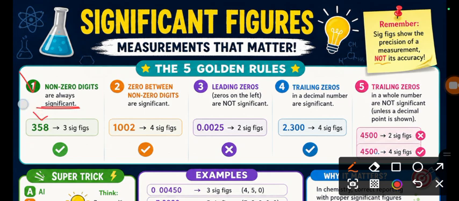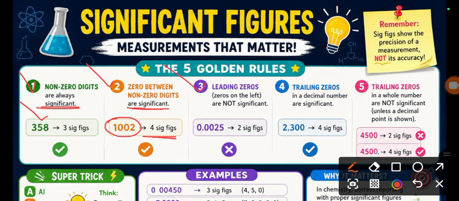For example, 3, 5, 8. All these 3 digits are significant because they are non-zero. Second rule says that zeros between non-zero digits are significant. For example, 1002. So there are 2 zeros between 1 and 2. So 1 and 2 are non-zero, and between those non-zero digits, zeros are significant. That's why there are 4 significant figures.